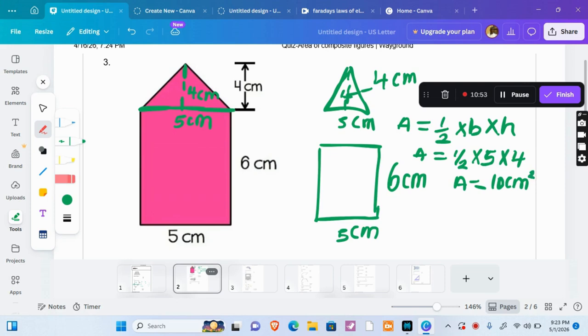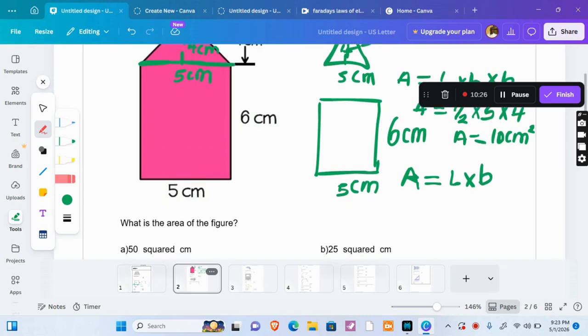10 centimeters squared. And the next shape we need to calculate there is the rectangle, because we need to add the two to get the overall area. So what's the formula for area of a rectangle? The formula for area of a rectangle is length times breadth. Very, very easy.